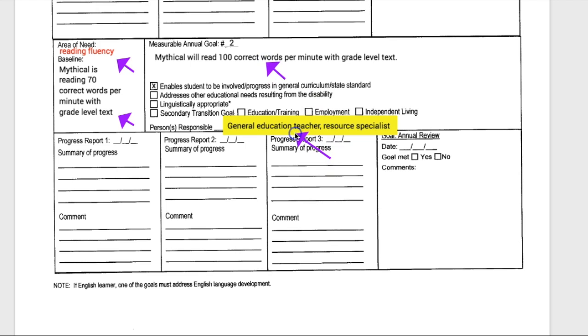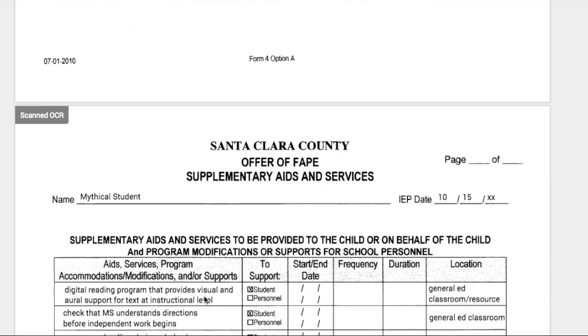Notice the yellow highlighted box that indicates that you, the general education teacher, are at least in part responsible for helping the student meet this goal. The student's progress toward meeting this goal will be indicated several times a year.